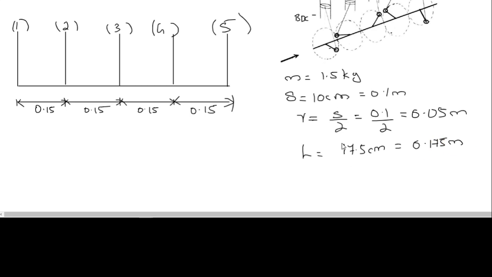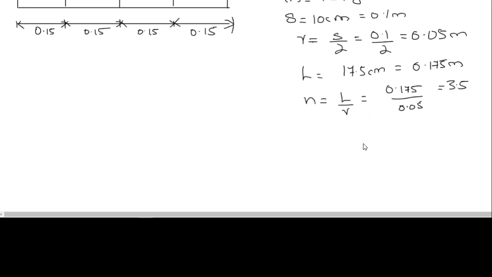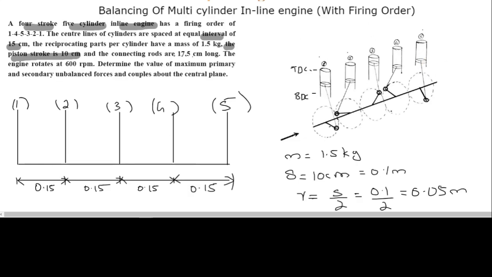And why this L is given, and stroke length and connecting rod length is given to find out the obliquity ratio, that is n dash is equal to L by R. So that will be equal to 0.175 divided by 0.05, and you will get it as 3.5. There will be meters and meters will be cancelled. Ratio will be unitless. So obliquity ratio is 3.5.